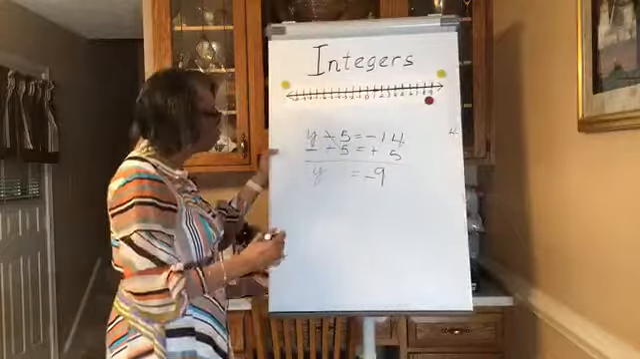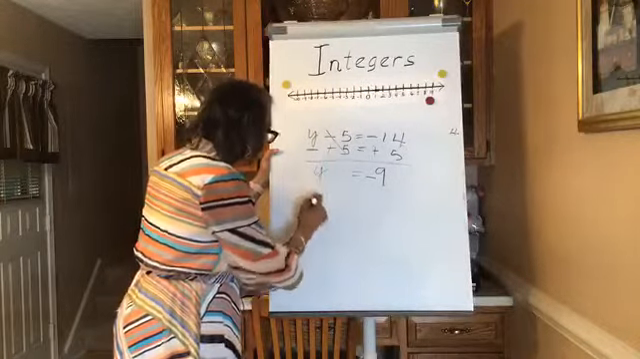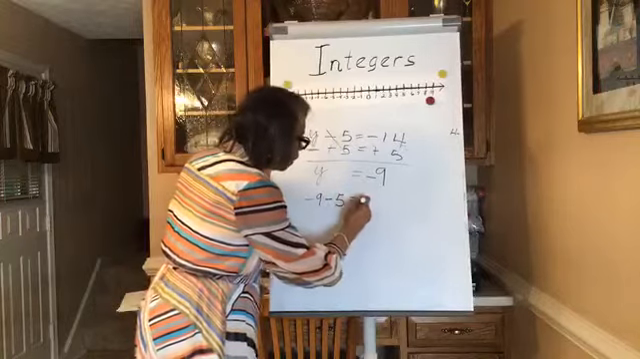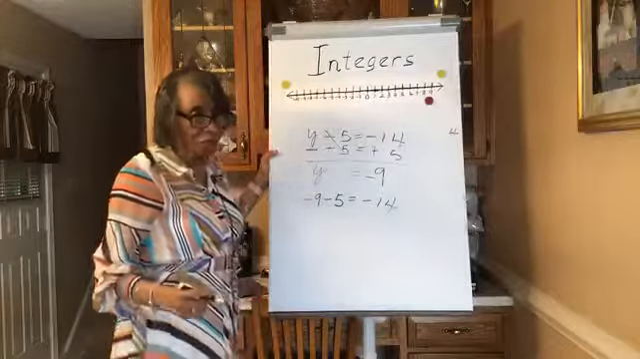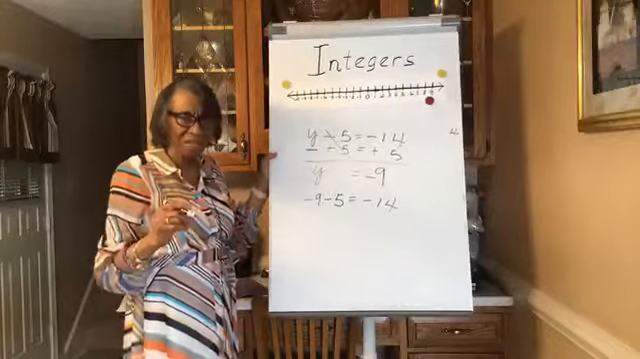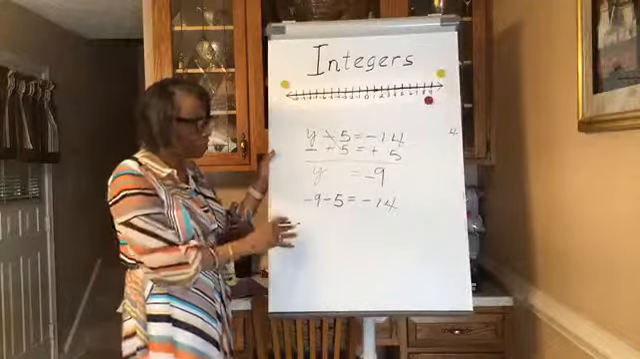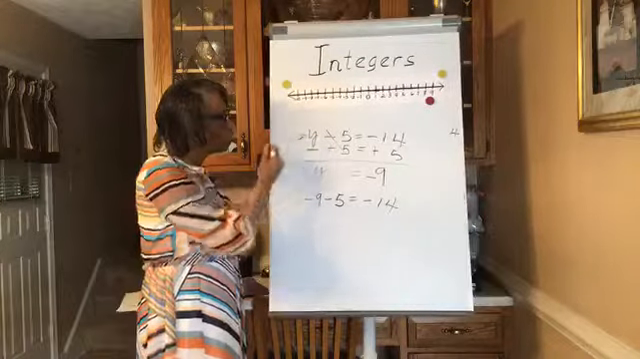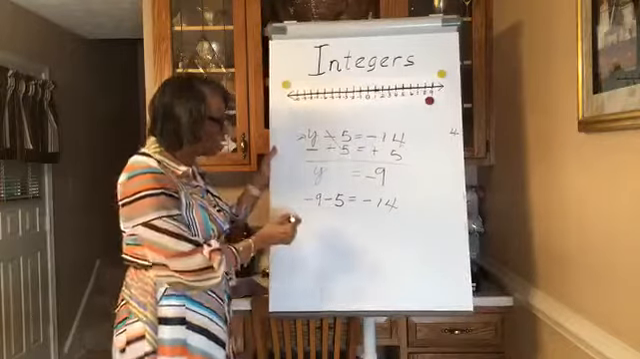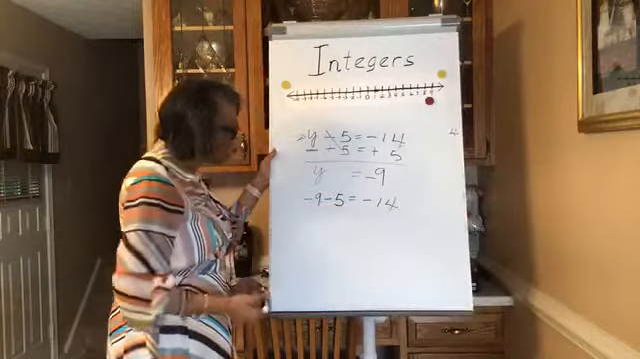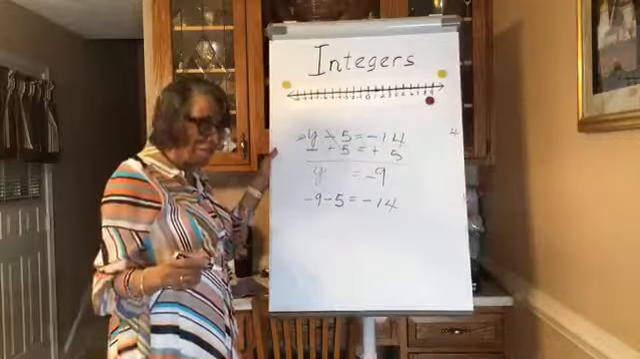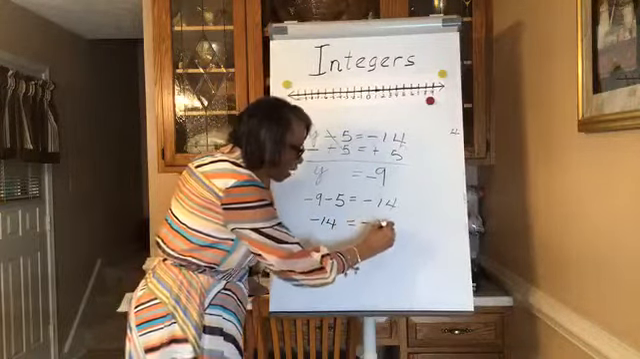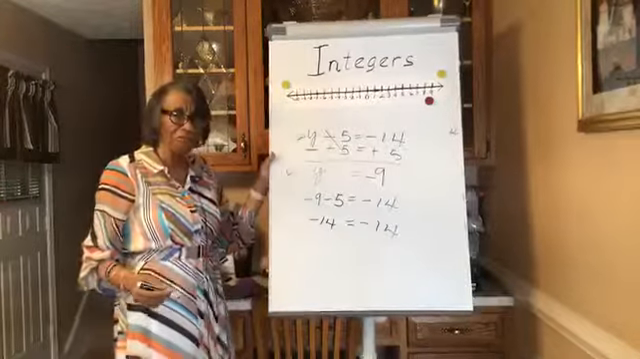So let's see if this really is true. So in place of y, I'm going to write negative 9 minus 5 equals negative 14. And some of us, you know, we cheat and we say, yeah, it equals it, but always test it to see. Because you should never leave a test with equations and not know whether you did it right or not. Because all you have to do is put it back into the original equation and see if it's correct. All right, this is negative 9 minus 5, which is the same as negative 9 plus negative 5, which is negative 14. And that is the same thing that we have on the other side. So this equation has been solved correctly.